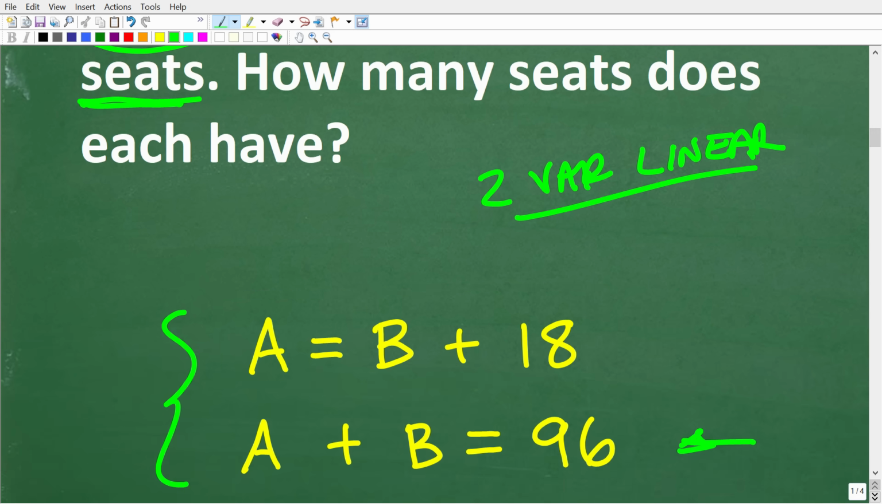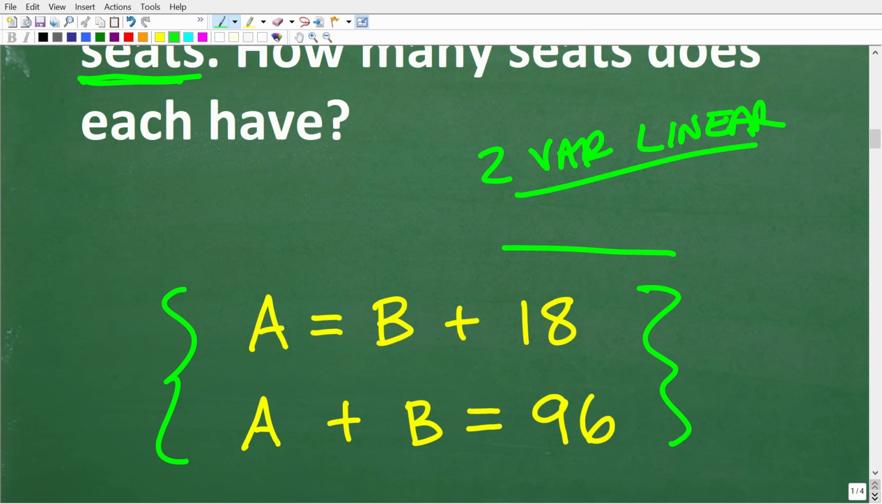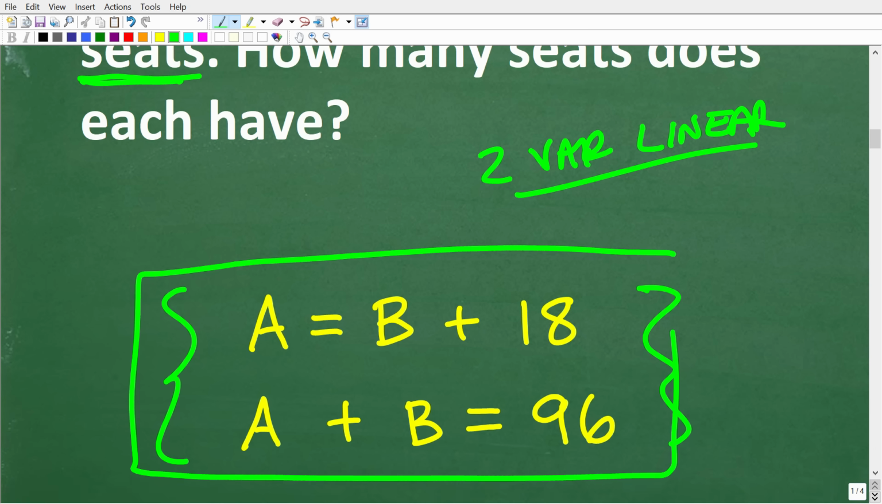All right, so once you build your equations, you want to double check and read the problem and make sure they are accurate. And if they are, then the next step is going to be to solve this two variable linear system. And this is not going to be that difficult.